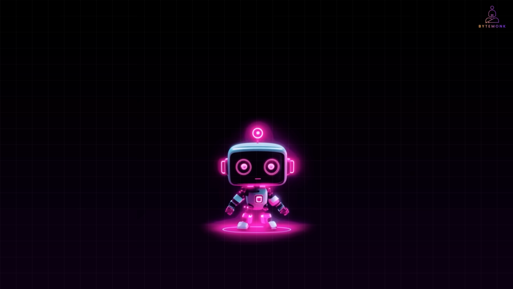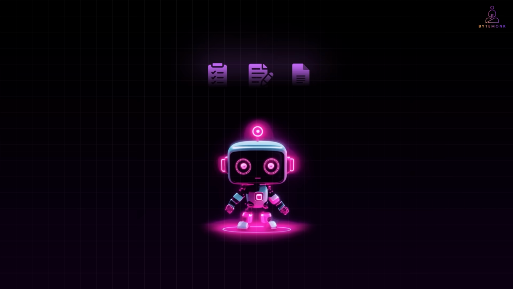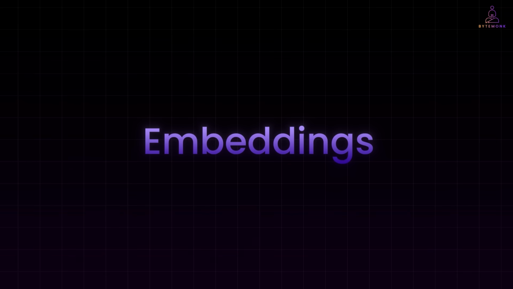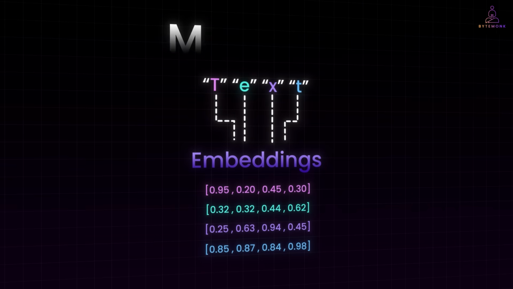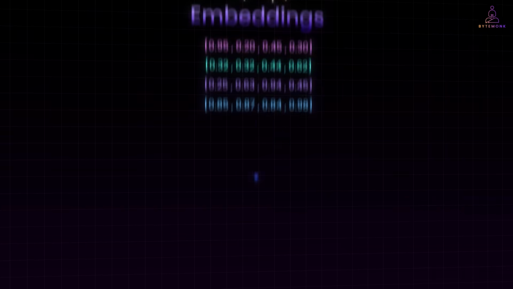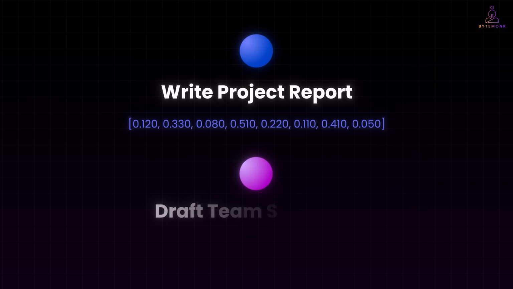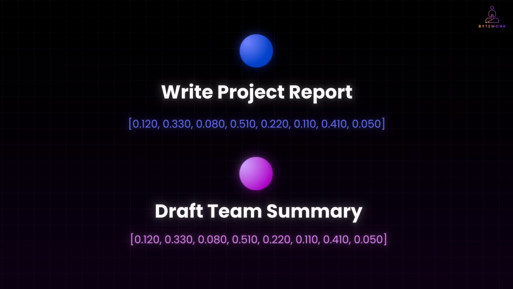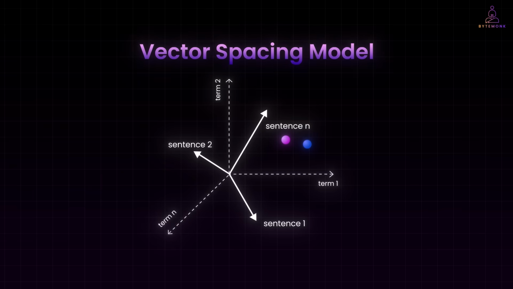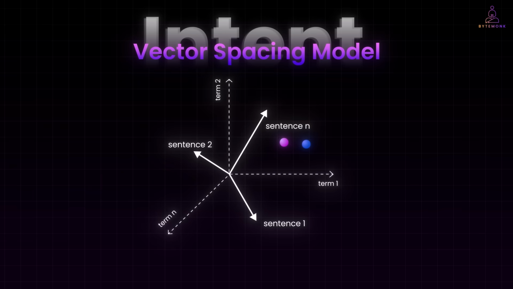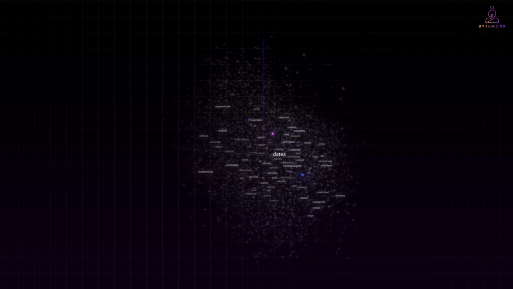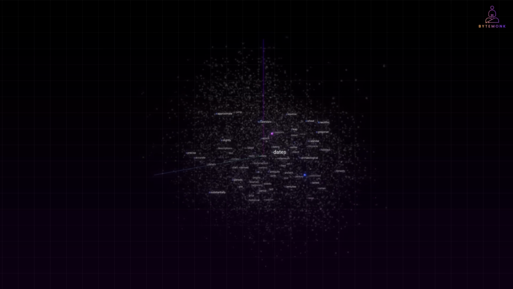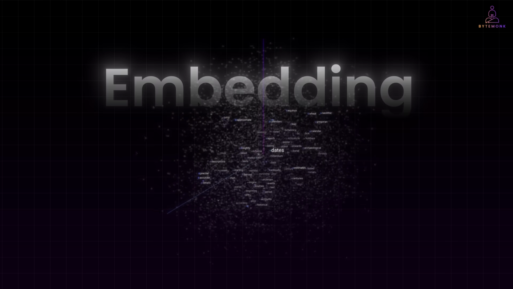When we talk about AI assistants understanding our tasks, notes, or documents, it all starts with something called embeddings. At a basic level, an embedding is just a list of numbers, a vector. But here's the key: those numbers capture the meaning of the text. For example, the task "write project report" and the task "draft team summary" may look different as words, but their embeddings will be very close in vector space because the intent is similar. This means the AI doesn't just see raw words, it sees tasks as points in a high-dimensional map, where closeness equals similarity in meaning.